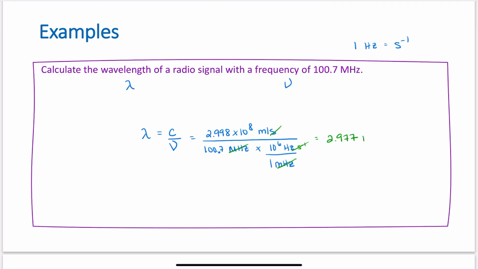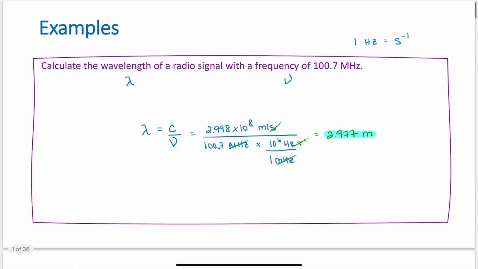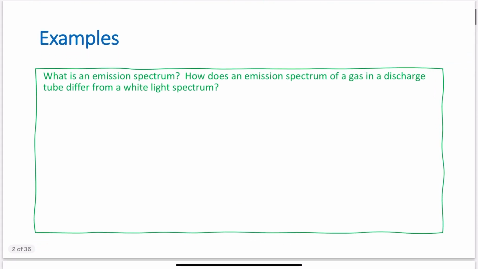2.977, my sig figs is 4, meters. So the wavelength of the radio signal with a frequency of 100.7 megahertz is 2.977 meters. Remember, that's kind of a long wavelength. That's almost 3 full meters, which is a pretty long wavelength, but it's also a radio signal. And radio signals have long wavelengths because they're lower in energy.